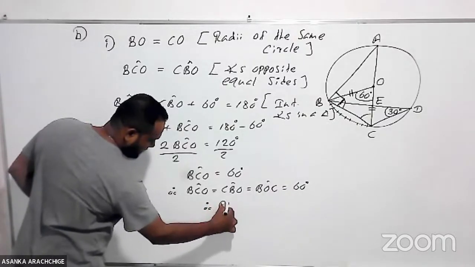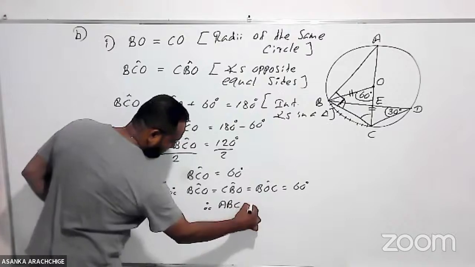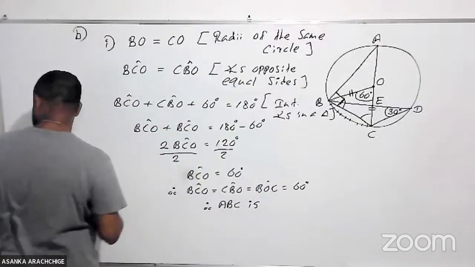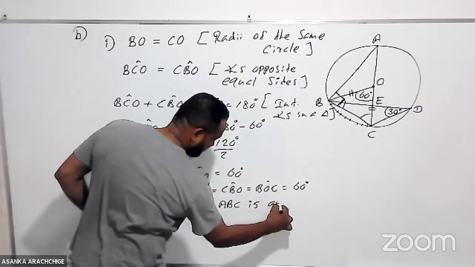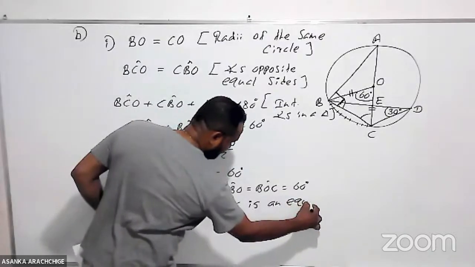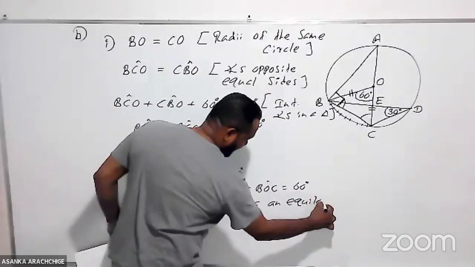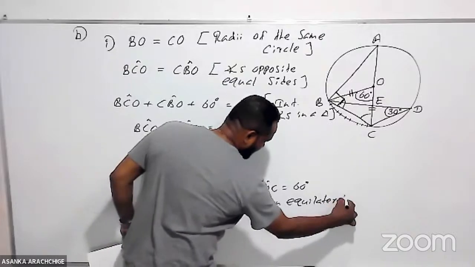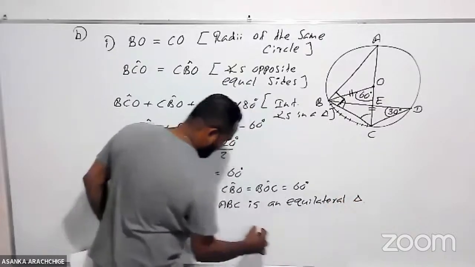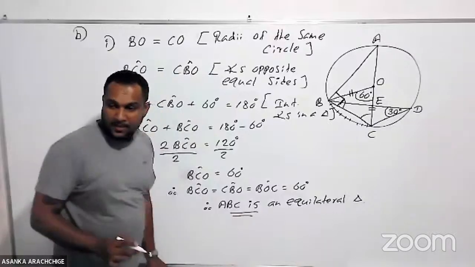Therefore, BOC is an equilateral triangle. Equilateral triangle. Is that clear with it?